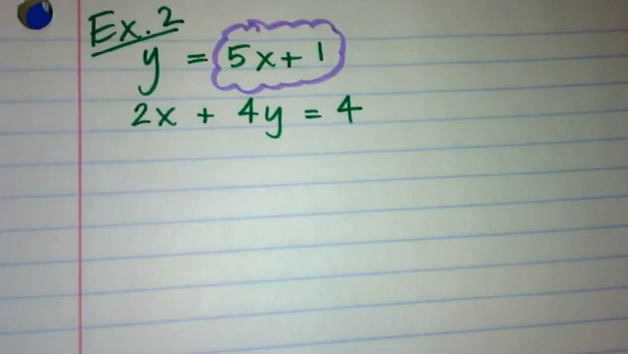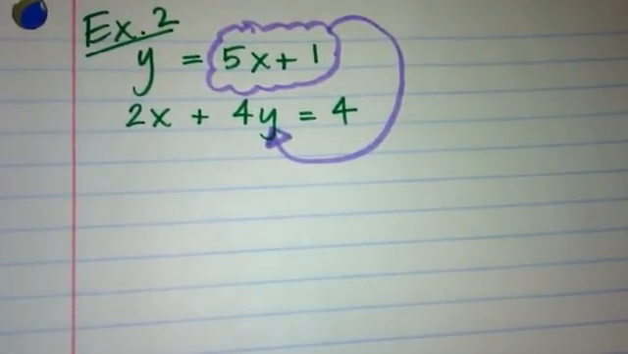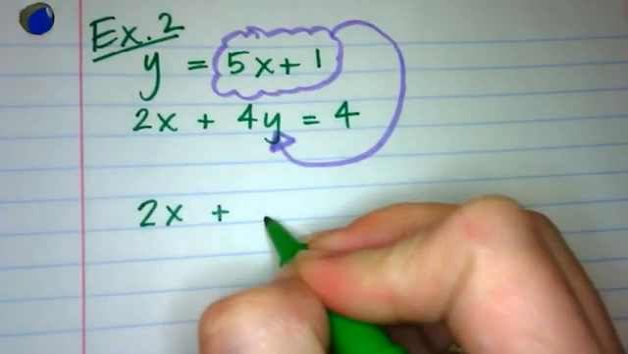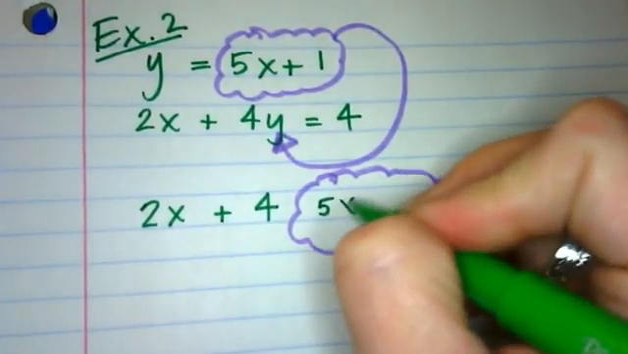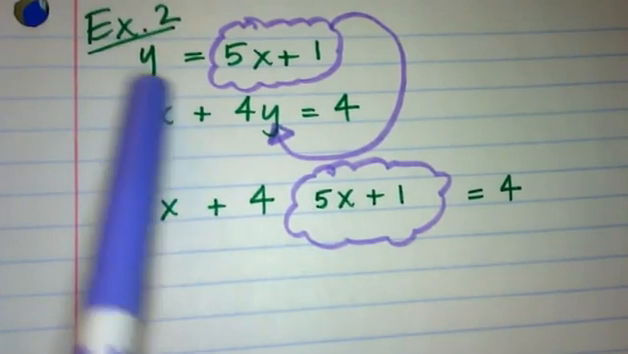Now what I'm going to do is replace the y with the cloud. So I'm going to float this cloud and put it right there. Now if I rewrite this problem, I have 2x plus 4 cloud equals 4. And inside the cloud, I have 5x plus 1. This was already set equal to y, so I put that in the cloud.